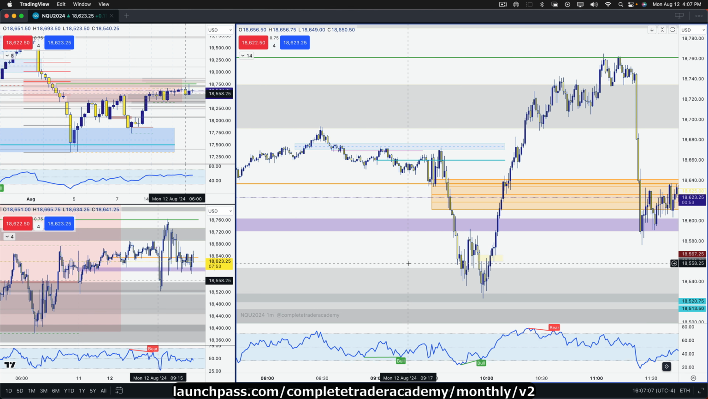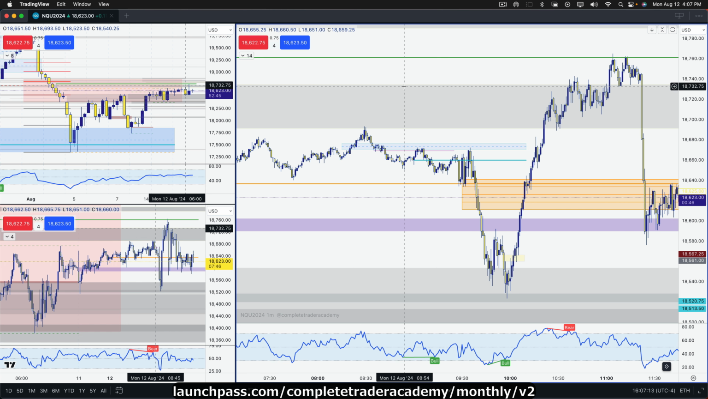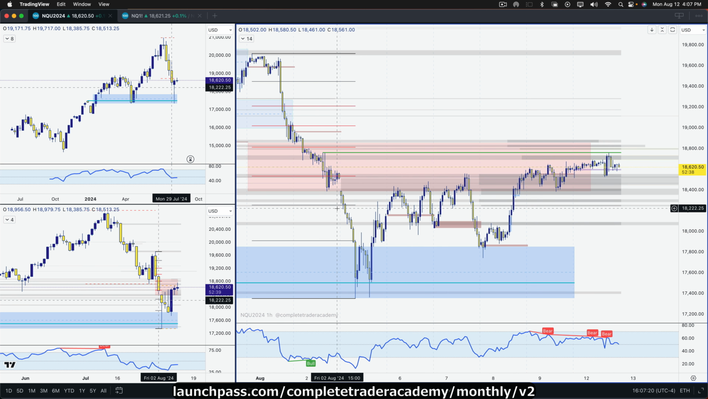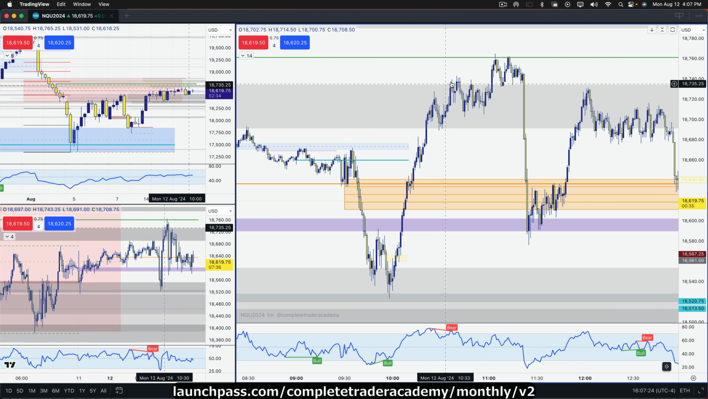What did it do? Went all the way up. Three drives up. Got 1, 2, 3. Three drives up. Reached that level that I was talking about, which was from Friday. Those double tops right there, those two equal highs. We tagged that beautifully. And then we sank hard. I mean, I was already done, as you see here.